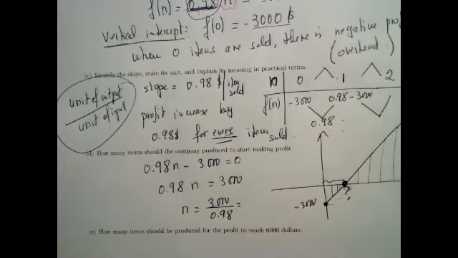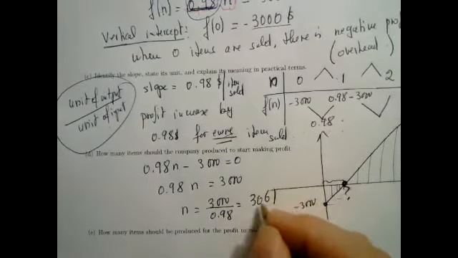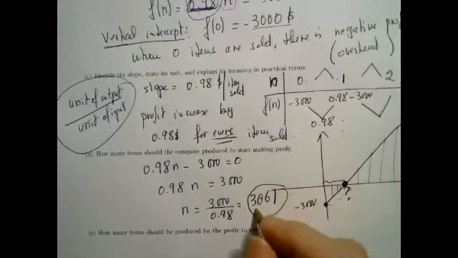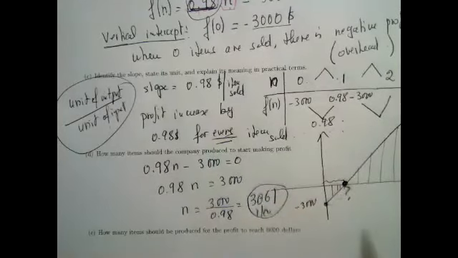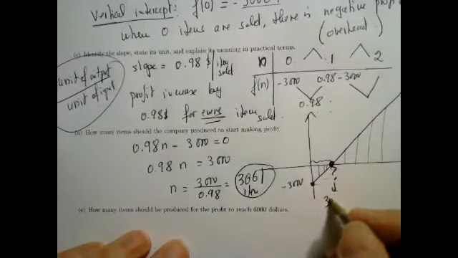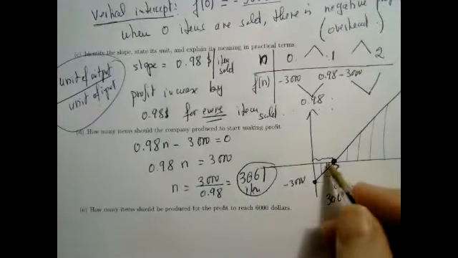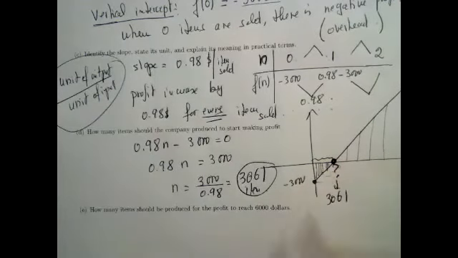I did not compute this number. I hope one of you did. So how much is it going to give me? It's 3,000 divided by 0.98. And this gives me almost 3,061 items. So this question mark here is 3,061. It means we have to make more than that to be able to make profit. Before that, the profit is negative. There is no profit.